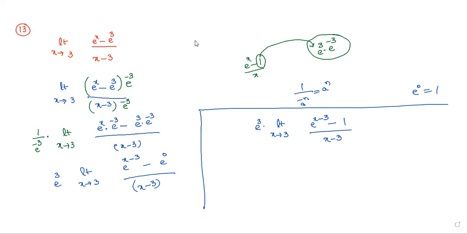Please observe the formula: limit x tends to a, e power x minus 1 by x, that is the value 1. But x is replaced by how much? By x minus 3. So numerator and denominator have the same value. E power 3 into 1, that is the value e power 3. Write down.